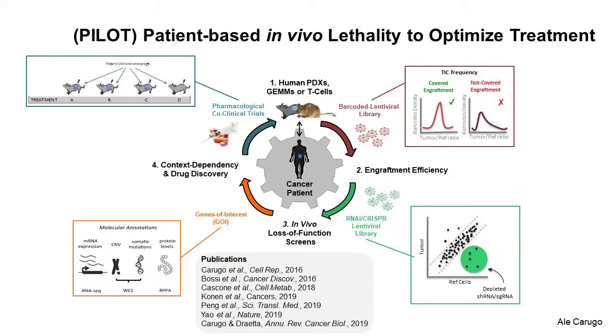So with this in mind, one of the foundations of what we're doing is called PILOT. So this is patient-based in vivo lethality to optimize treatment. Originally developed by Ali Carugo, this allows us to perform custom RNAi and CRISPR screens in vivo using pre-prioritized libraries. With the idea of first establishing in vivo engraftment using empty barcode libraries, applying our custom libraries, which are annotated based on multiple genomic and genetic features. And then once we identify targets of interest, we move it into the PDAC for preclinical annotation and pharmacological inhibition.